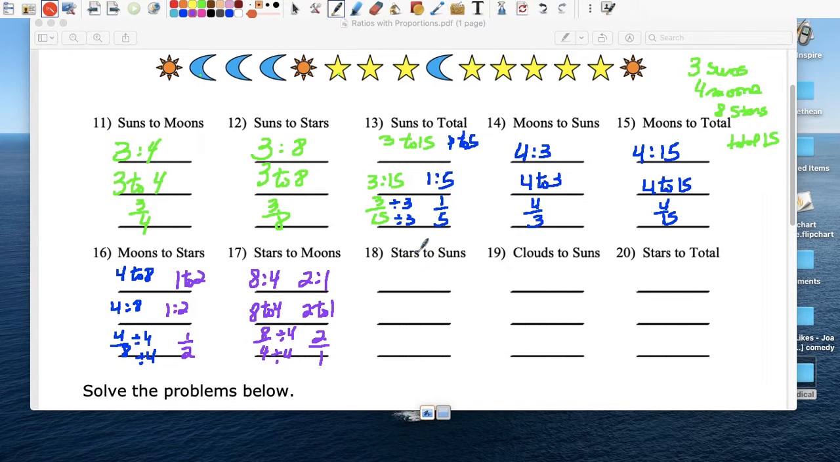Stars to suns. Stars is 8, suns is 3. 8 to 3, and 8 over 3. Can we simplify this? No. Clouds to suns. There are 0 clouds and 3 suns. And the last one, stars to total. There are 8 stars, 15 total. 8 to 15, and 8 over 15. So that's just your basic ratio relationship, okay?